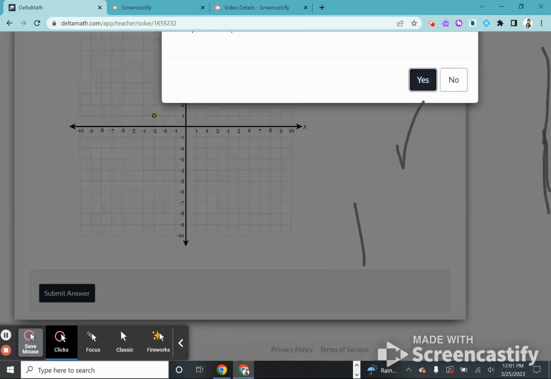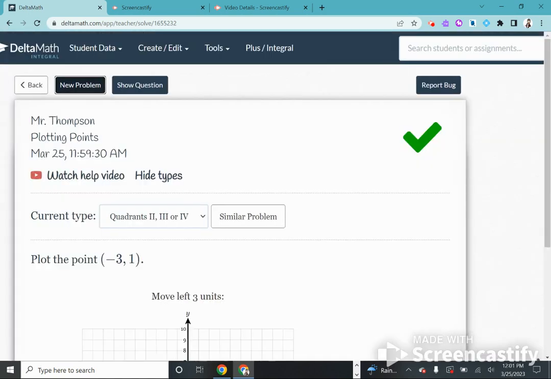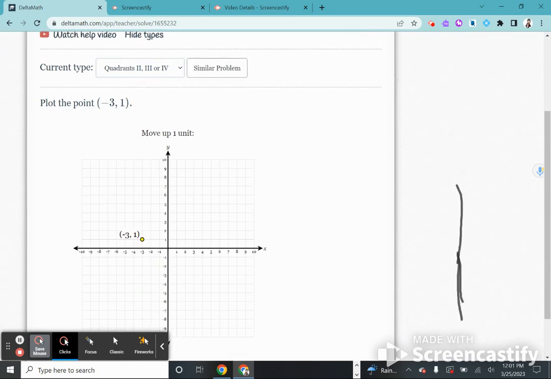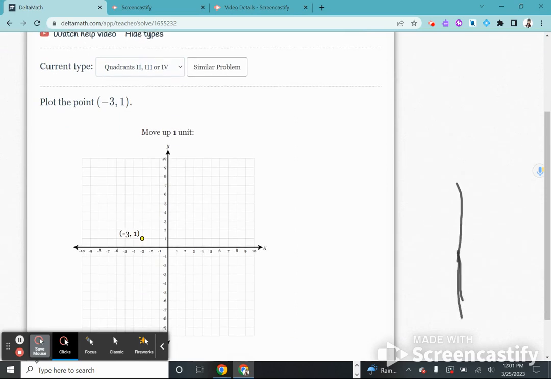I would go 3 over and 1 up, and that's the point that I would land on. Okay, so we make our point, and hey, look, we got that one right. So we look, they moved 3 units to the left because it's negative, and 1 unit up because it's positive. So there you go.